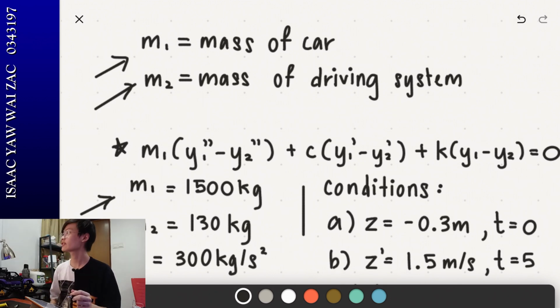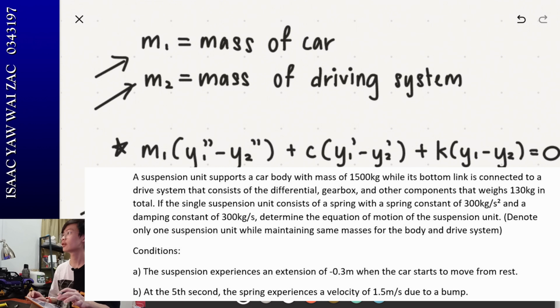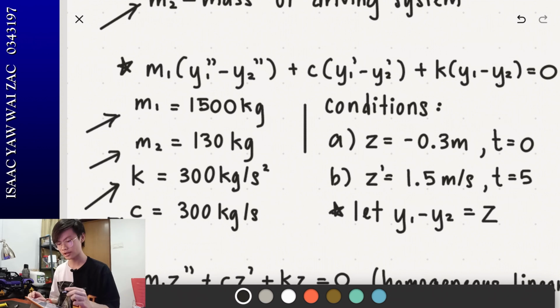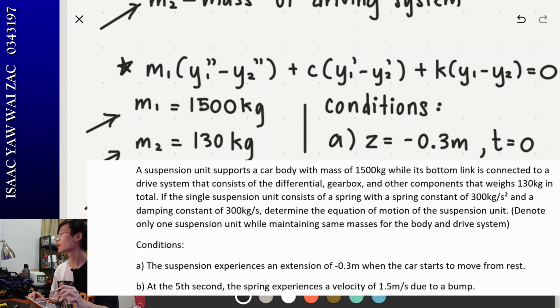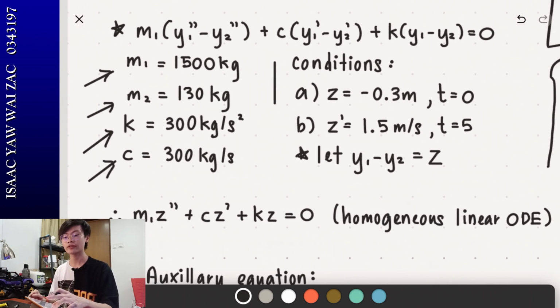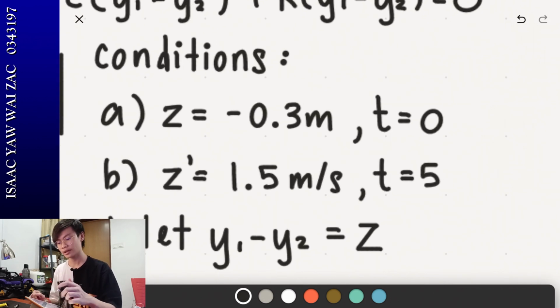And then the single suspension unit consists of a spring constant and also a damping constant, K and C, shown here, 300 kilograms per second square and 300 kilograms per second. So determine the equation of motion of the suspension unit. So we have to create an ODE, a full equation, to state a condition with the change of time, what will be my velocity, what will be my distance. So here I have condition A and condition B as shown here.